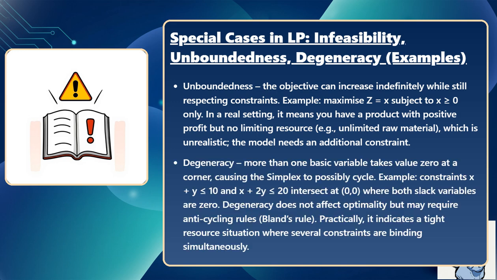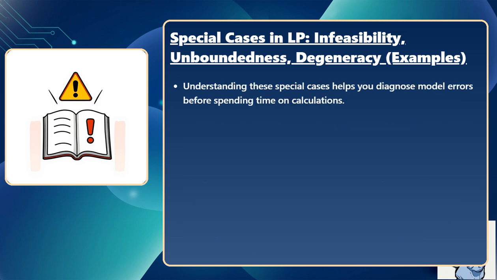Degeneracy: more than one basic variable takes value 0 at a corner, causing the simplex to possibly cycle. Example: constraints x plus y less than or equal to 10 and x plus 2y less than or equal to 20 intersect at 0, 0, where both slack variables are 0. Degeneracy does not affect optimality but may require anti-cycling rules, such as Bland's rule. Practically, it indicates a tight resource situation where several constraints are binding simultaneously. Understanding these special cases helps you diagnose model errors before spending time on calculations.